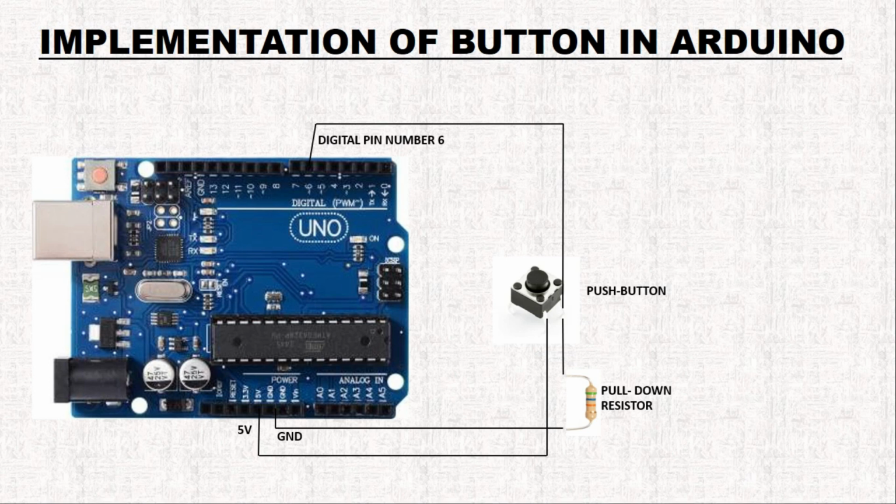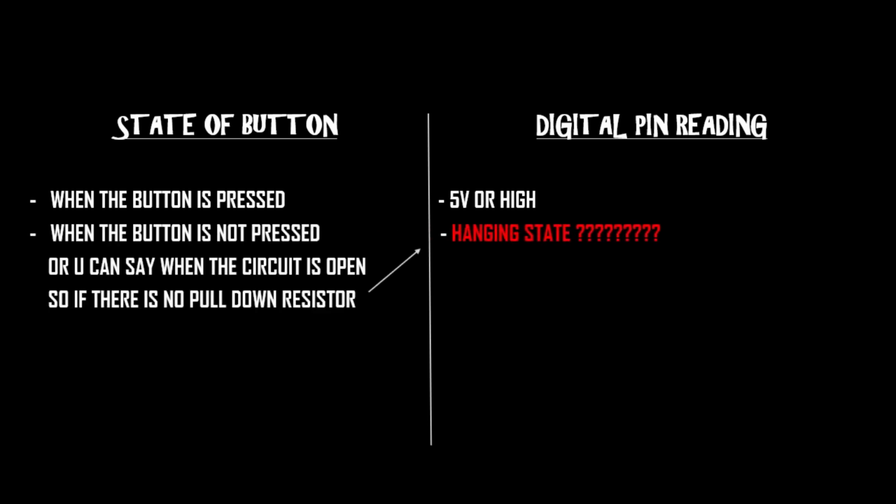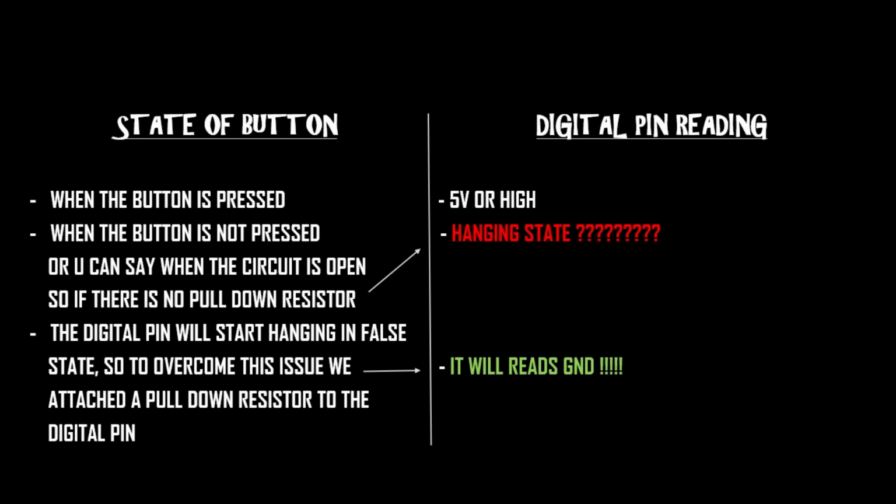Let me explain this separately. As you can see, when the button is pressed, the digital pin will read 5 volt. No confusion here, right? But the main problem will arise when the button is not pressed and there is no pull down resistor attached to it. In this situation, the digital pin will hang up as there is no path to read anything, right? To overcome this, we have introduced a pull down resistor that will simply prevent this from happening.